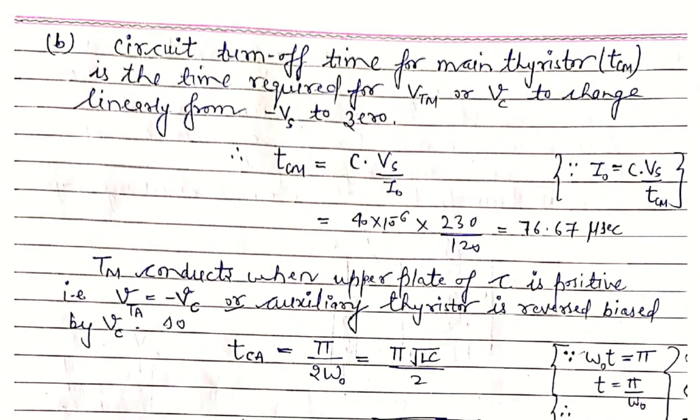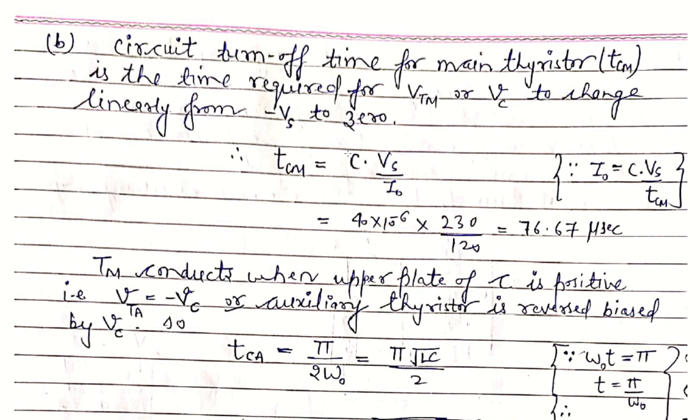So circuit turn-off time is given as C into Vs divided by I naught. You can calculate because I equals C dV by dt. So by this formula, you can easily calculate the TCM, that is the circuit turn-off time, and Vs is basically a reverse voltage applied across the thyristor. So this amount of reverse voltage is applied across the thyristors to keep them in the reverse bias condition. So C Vs divided by I naught, and I naught is the current flowing.